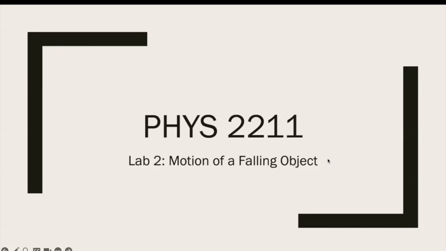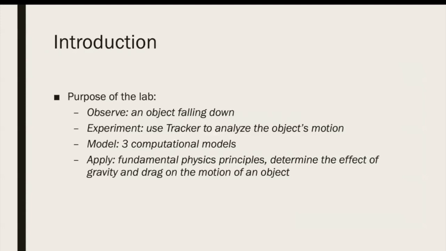Hello everyone, today I will present my Lab 2 for Physics 2211 about the motion of a falling object. For the introduction, the purpose of this lab is to observe an object falling down in an experiment, then use Tracker to analyze the object's motion, and then use 3 computational models to analyze that, and apply the fundamental physics principles to determine the effect of gravity and drag on the motion of an object.